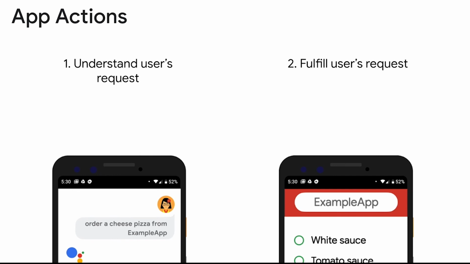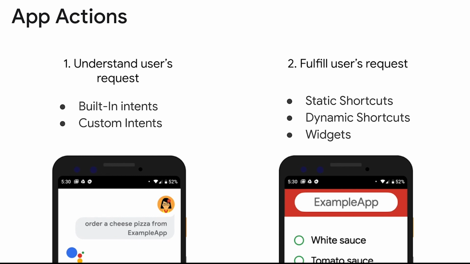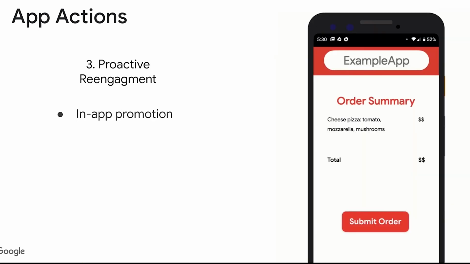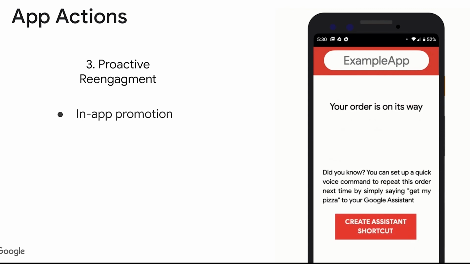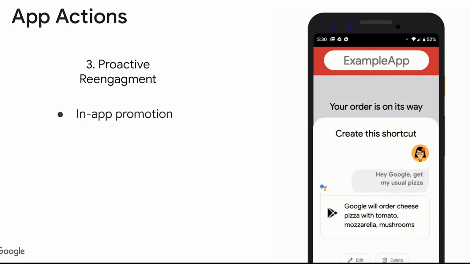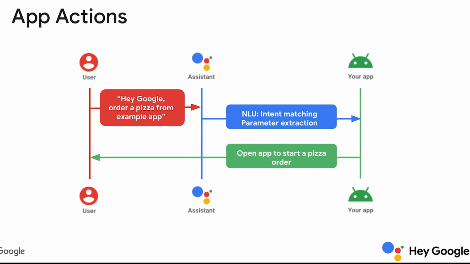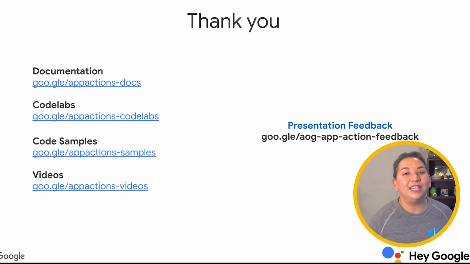Going back to where we started, App Actions consists of two parts: understanding the user's requests, which Assistant does and uses BIIs and common intents, and then uses static or dynamic shortcuts to launch your app as a fulfillment to the requests, or you could use a widget for inline fulfillment for quick responses. And as extra, you can use in-app promotion for proactive engagement for your most critical user journeys. Users can jump right into the most interesting and useful points in your app with simple voice commands with App Actions.